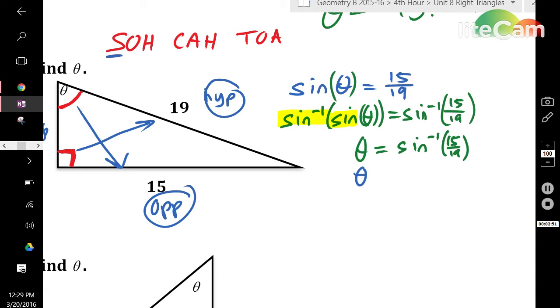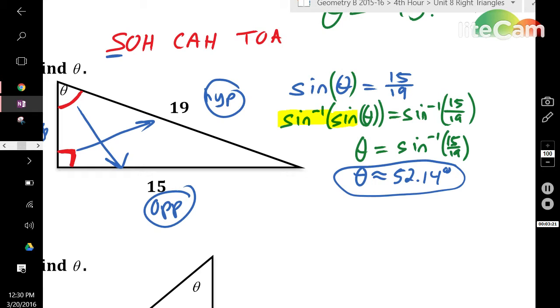To actually do inverse sine, you're going to press the second button on your calculator, usually blue, and a sine with a superscript -1 will pop up, and that'll be inverse sine. So theta in this case is going to be inverse sine of 15 over 19, which is approximately 52.14 degrees. And that's your angle that you're missing.